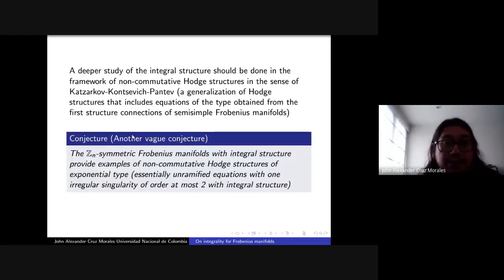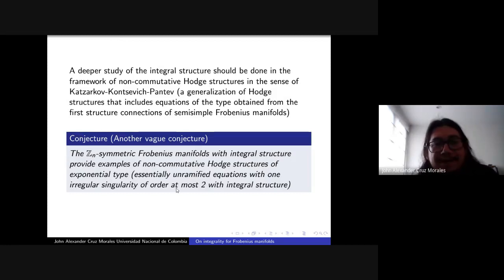And this allows me to formulate the second Bayes conjecture, and I will finish with this conjecture. It says that this set of symmetric Frobenius manifolds I am proposing today, with these integral structures, should provide examples of non-commutative Hodge structures of exponential type. The exponential type means unramified equations with irregular singularity of polar order 2 and integral structure. These non-commutative Hodge structures are special in the sense that they are unramified, but they become totally ramified by an easy change of variable.